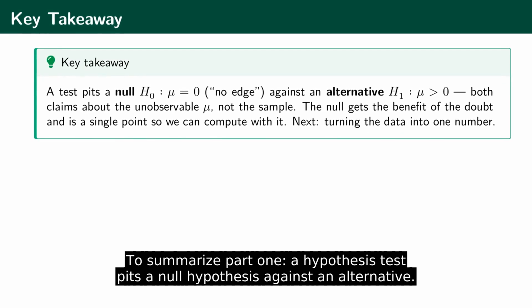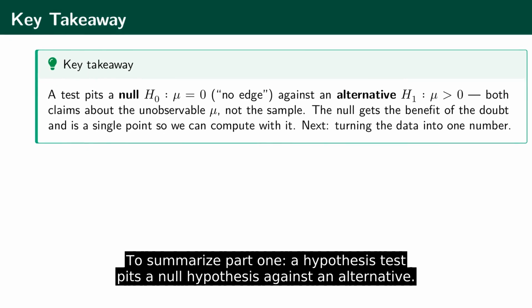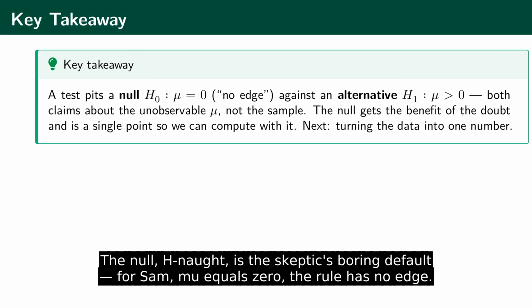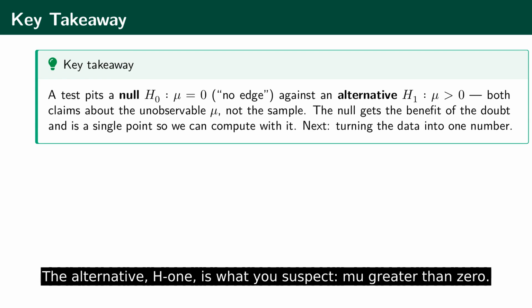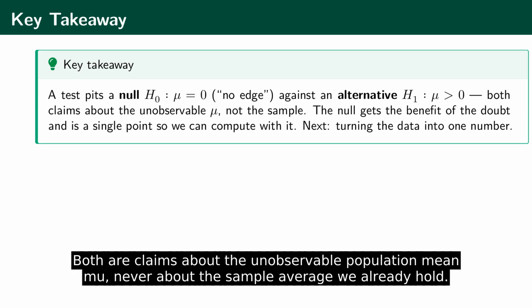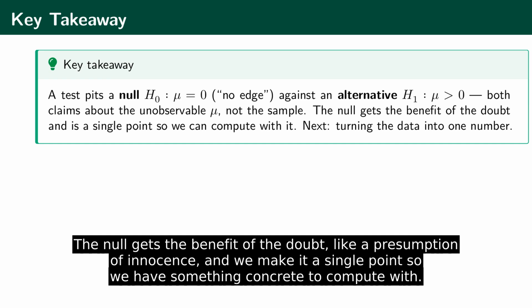To summarize part 1, a hypothesis test pits a null hypothesis against an alternative. The null, H0, is the skeptic's boring default. For Sam, mu equals 0, the rule has no edge. The alternative, H1, is what you suspect, mu greater than 0. Both are claims about the unobservable population mean mu, never about the sample average we already hold. The null gets the benefit of the doubt, like a presumption of innocence, and we make it a single point so we have something concrete to compute with.